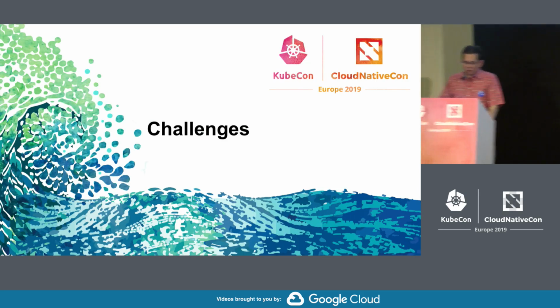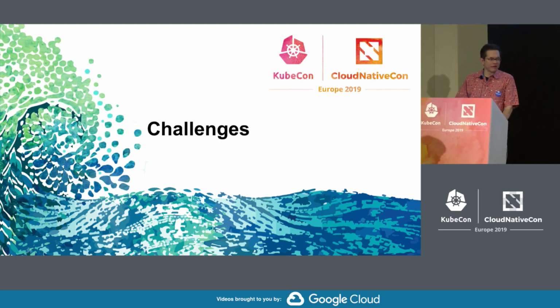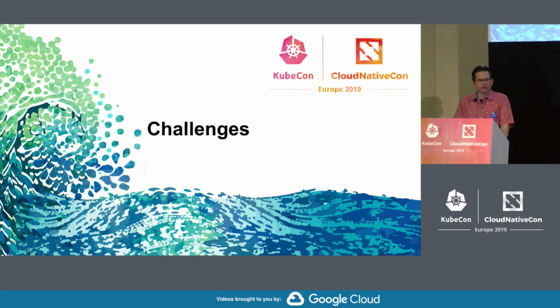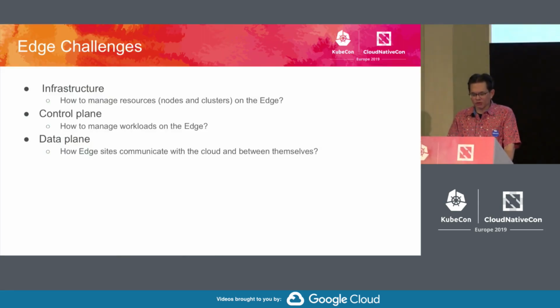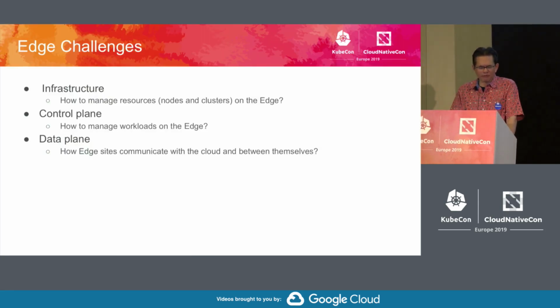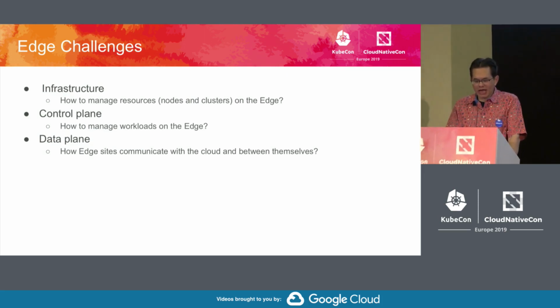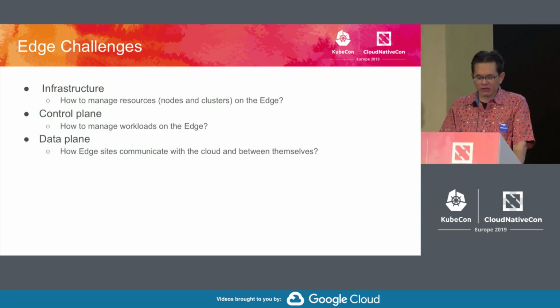So I'm going to move on to some of the unique challenges faced when you attempt to run IoT and edge use cases using Kubernetes. There are 3 categories of challenges here. How do you manage your nodes and clusters out at the edge?